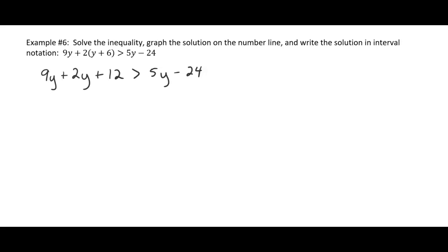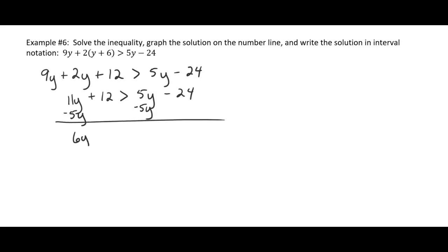Okay, so on the left-hand side, gathering like terms, I get 11y plus 12 is greater than 5y minus 24. I want to get the y's together, so I'm going to subtract 5y from both sides. And so I get 6y plus 12 is greater than negative 24. Now I need to get rid of the 12, so I'm going to subtract 12. And I get 6y is greater than negative 36. So far we're just going through these steps, trying to get y by itself, just like we would with an equation. It's good practice for us.